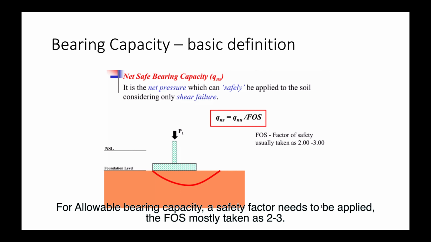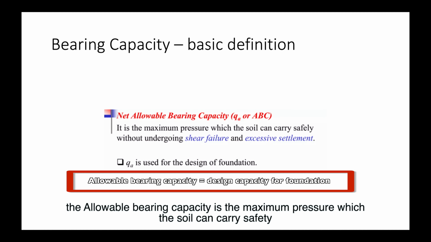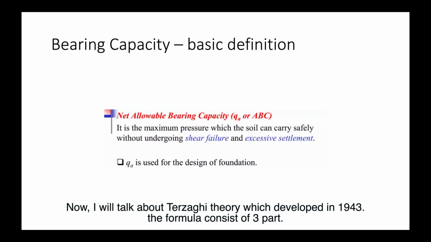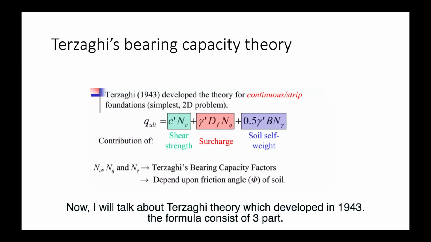For allowable bearing capacity, a safety factor needs to be applied. The FOS is mostly taken as 2 to 3. The allowable bearing capacity is the maximum pressure which the soil can carry safely, without undergoing shear failure and excessive settlement. Now, I will talk about Terzaghi theory, which was developed in 1943.